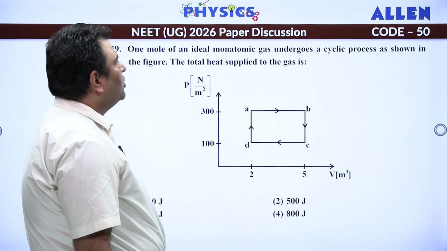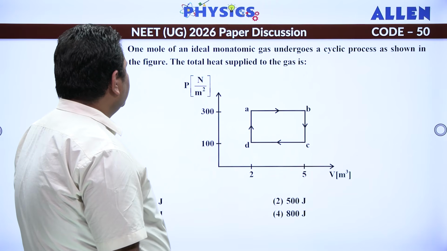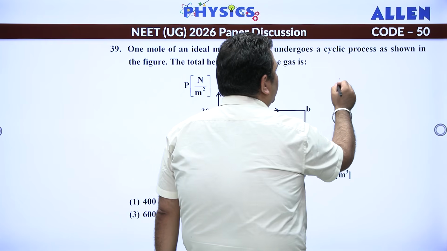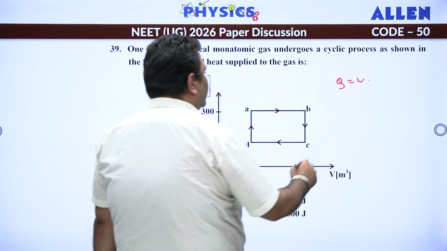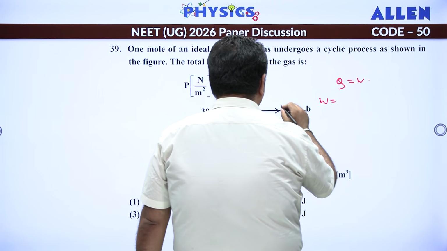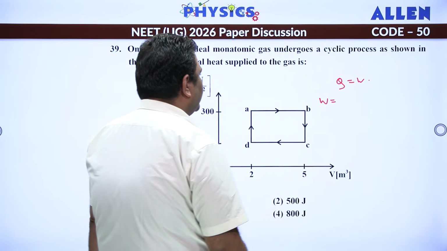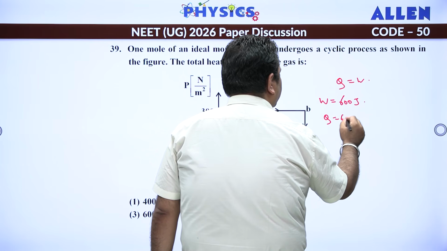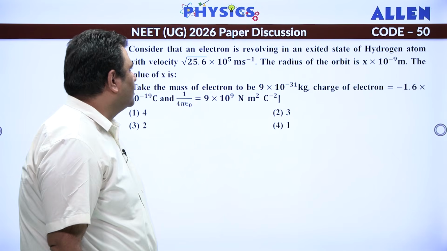So 1 mole of an ideal monatomic gas undergoes a cyclic process as shown in the figure. The total heat supplied to the gas is what? Now, it is a cyclic process. Since it's a cyclic process, Q should be equal to W in this question. So what is the work done in this complete cyclic process? W can be written as the area of this rectangle basically. What is the area of this rectangle now? It should be 200 multiplied by 3, that comes out to be 600 joules. So that means heat supplied is 600 joules in this question. So the answer should be the third option. Moving on to the next question after this.